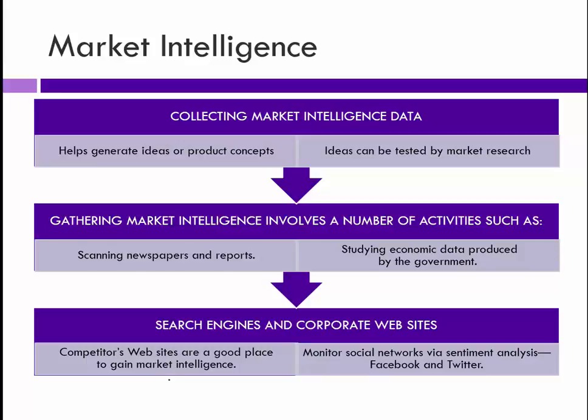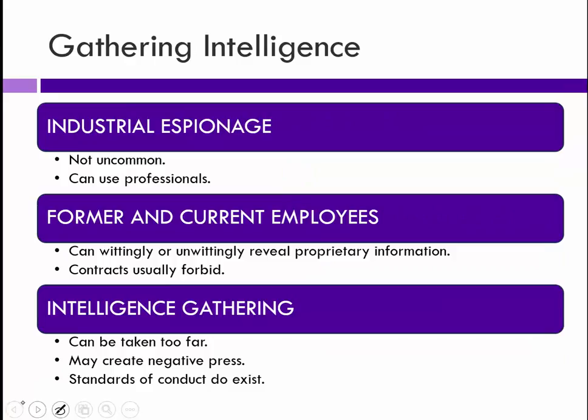The Bureau of Labor Statistics has a ton of stuff. We can go to our competitor's website and see what's going on, or social networks, not just our social network, but what's going on with theirs. This is a very common practice, and it's very important to know what your competitors do as well. Then you get into things like industrial espionage, which is not unusual. Some of it is illegal and some of it's not.